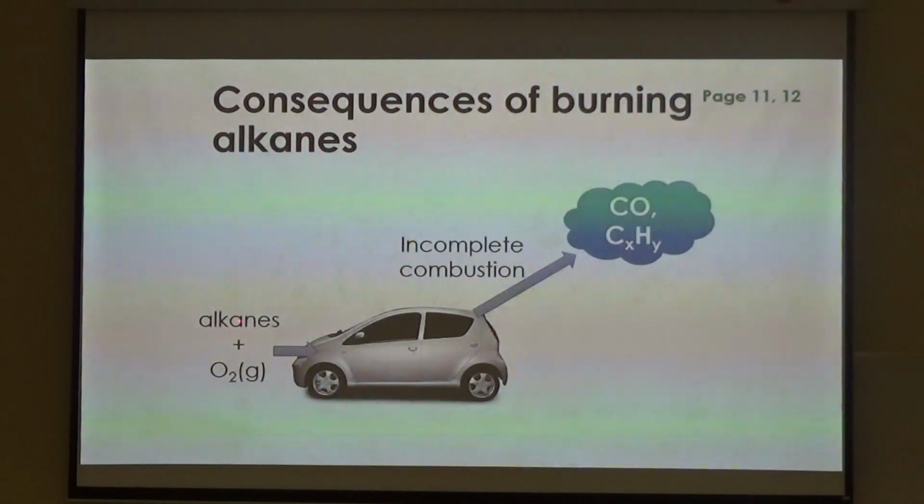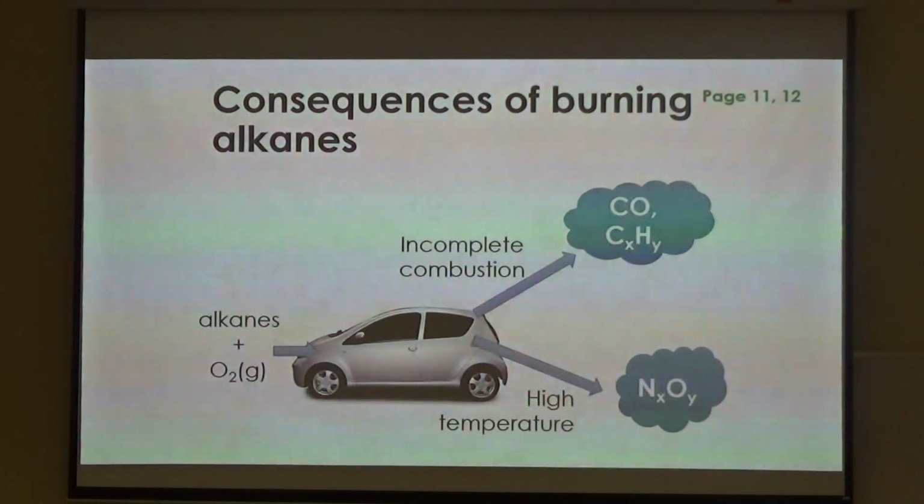So for example, when I burn alkanes, I will have some incomplete combustion. That will result in carbon monoxide and unburned hydrocarbons. There can also be oxides of nitrogen due to the burning of the alkane. And all this actually has consequences for our environment.